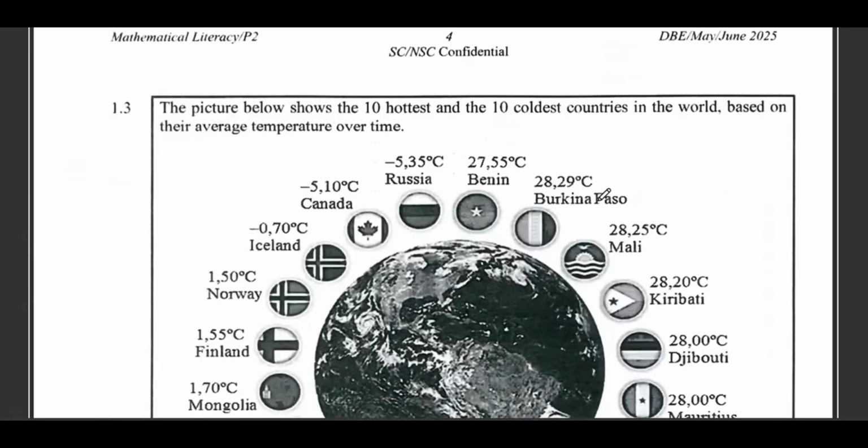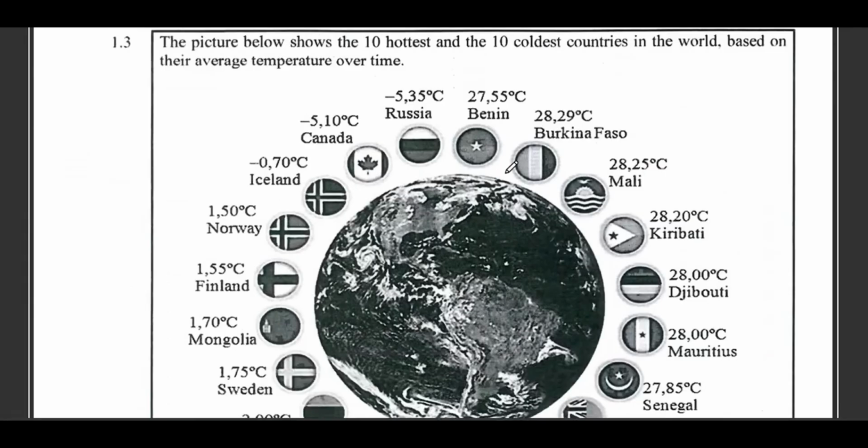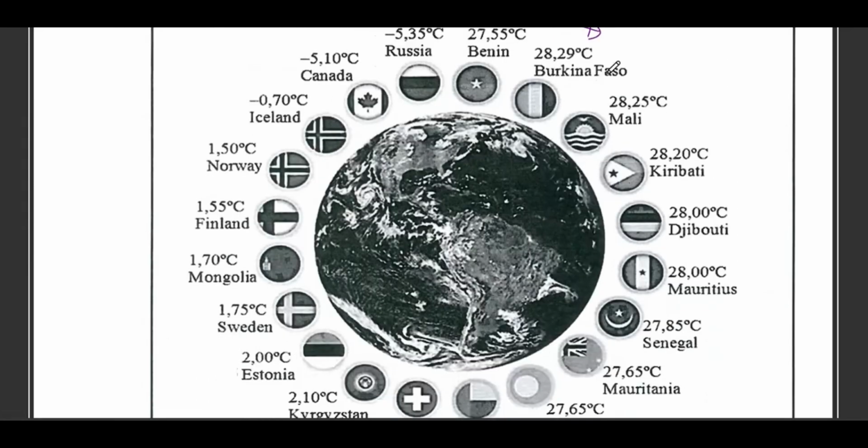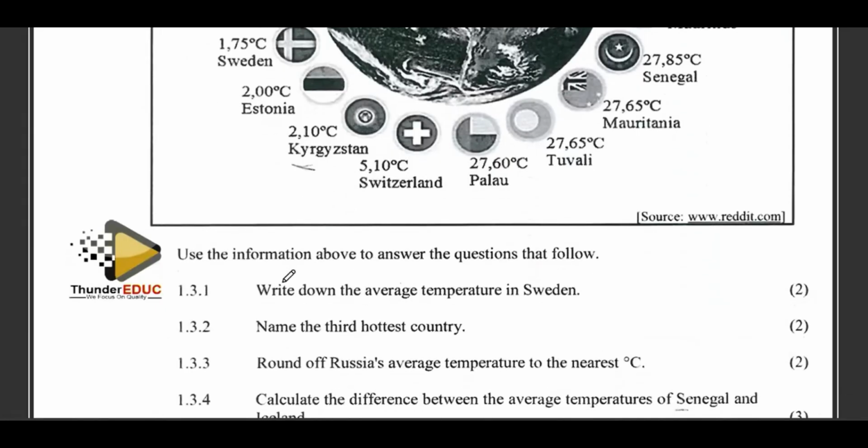All right, 1.3. The picture below shows 10 hottest and 10 coldest countries in the world based on their average temperatures over time. So when you look at it, definitely the ones in negatives are the coldest. You may start from here like this. Hottest, we come down and we see. Okay, the question says, write down the average temperature in Sweden. Sweden is around here. So we have this, don't forget that.